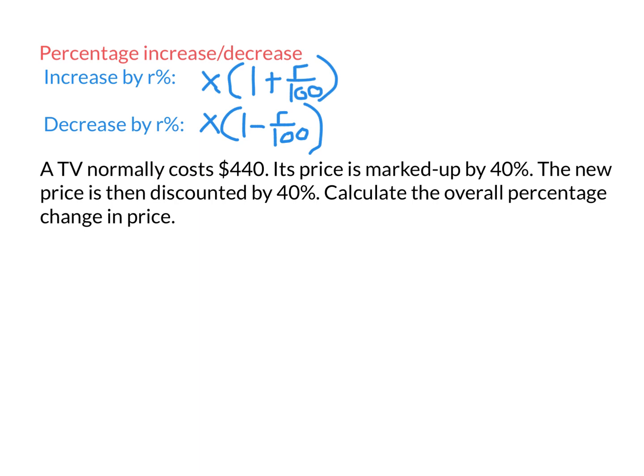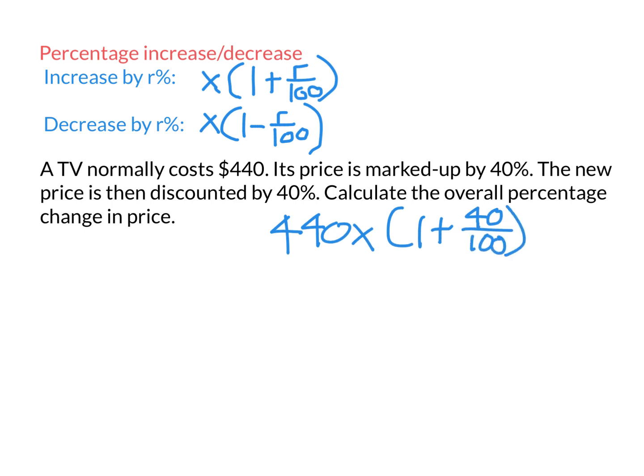A TV normally costs $440. The price is marked up by 40%, then the new price is discounted by 40%, and we're going to calculate the overall percentage change. There are a few steps in this, but let's start by taking the price and increasing by 40%. To do that, you take the amount and you times by 1 plus R over 100. R is 40 in this case because we're going up by 40%.